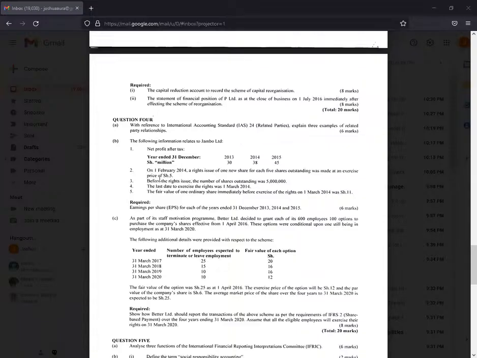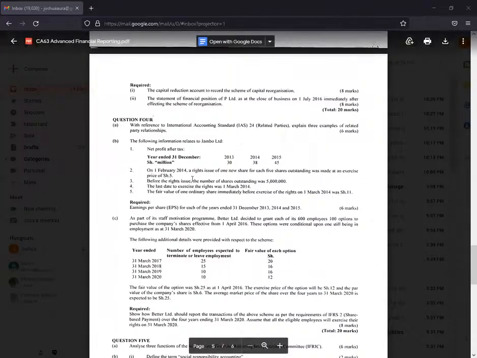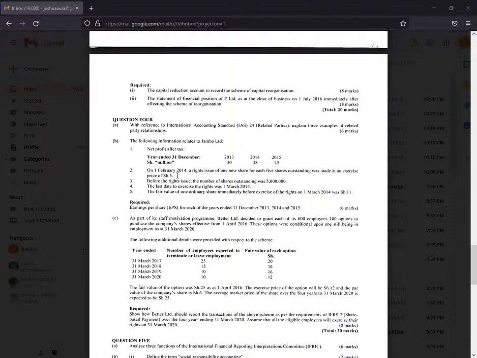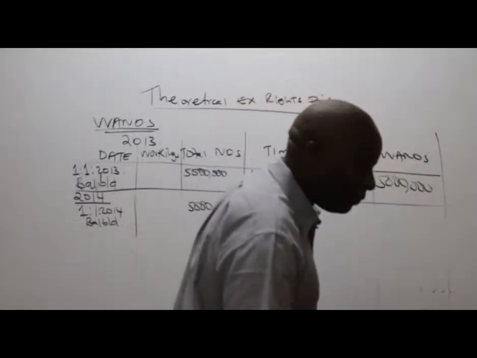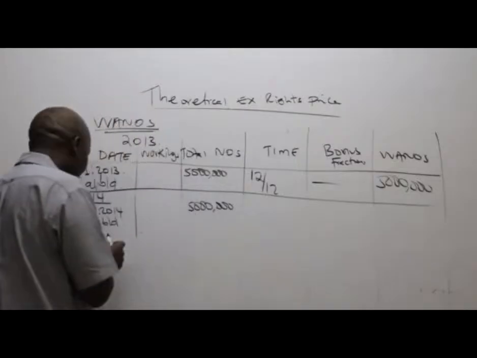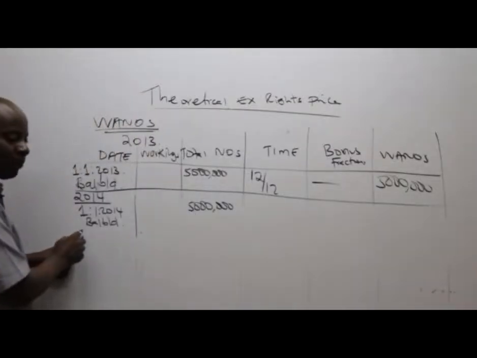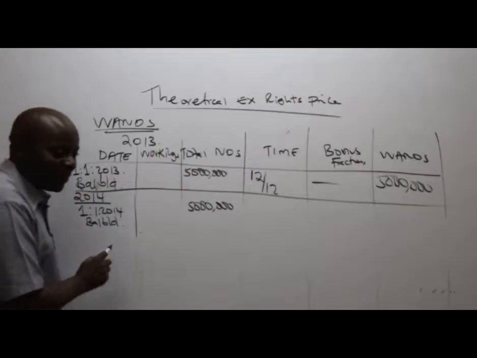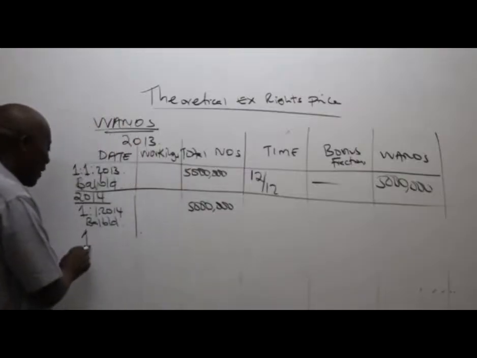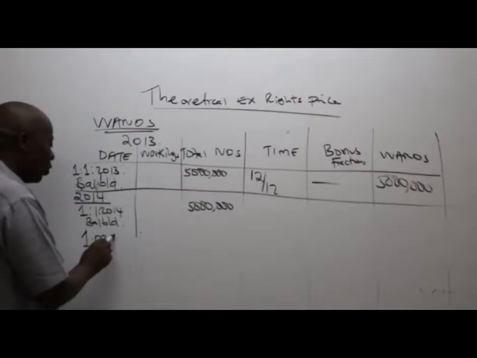On 1st February 2014, a rights issue of 1 new share for each 5 shares outstanding was made at an exercise price of how much here, somebody? 5. So there was a new issuance of shares which will be affecting our number of shares. So we have a very important date. Which date is this? The date of the rights issue. They say it is 1st February. 1st February 2014.